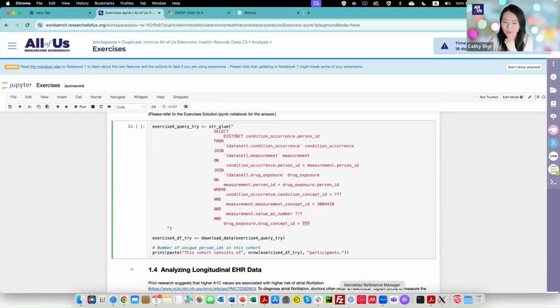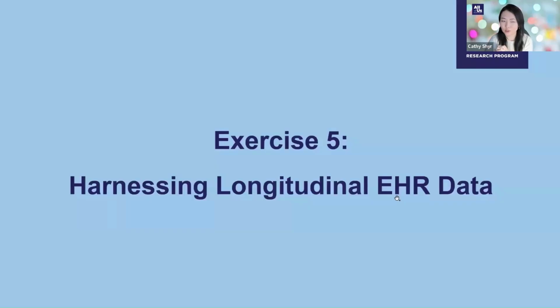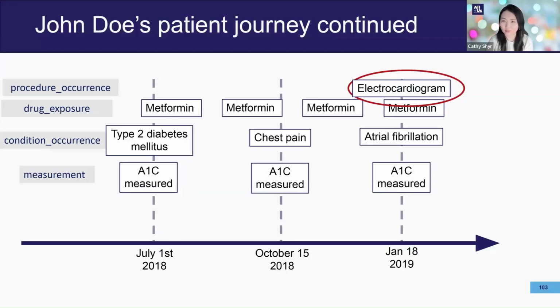Okay, so we're going to go ahead and go to our last exercise, thinking about how to really harness the temporality and longitudinality of EHR data. Let's go back and visit our friend John Doe. So this is his patient journey. In January of 2019, he had an AFib.